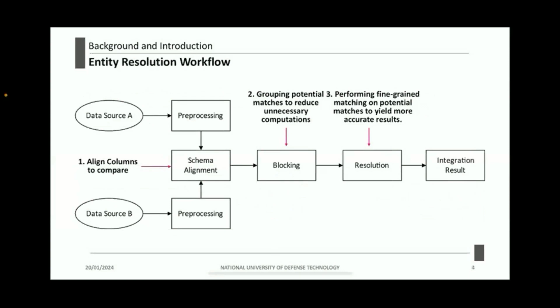The traditional entity resolution workflow contains three main steps. The first step is schema alignment, which is to align the columns to compare so that the attribute-wise similarity scores can be computed as matching features. The second step is blocking. It is to group potential matches to reduce unnecessary computations. The third step is entity resolution. It aims to perform fine-grained matching on potential matches to yield more accurate matching results.